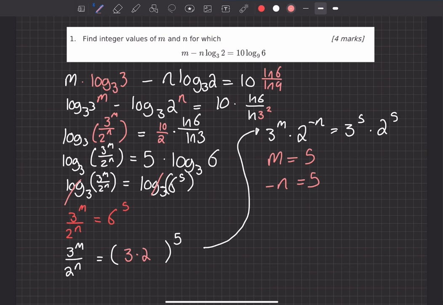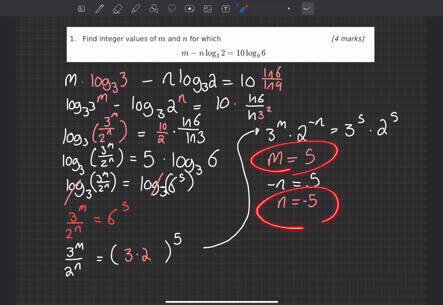And this minus n equals 5, we change it to n equals minus 5. So let's actually put this in white. So what we have in the end is m equals 5, n equals minus 5. And it's actually a pretty nice question when you think about it.